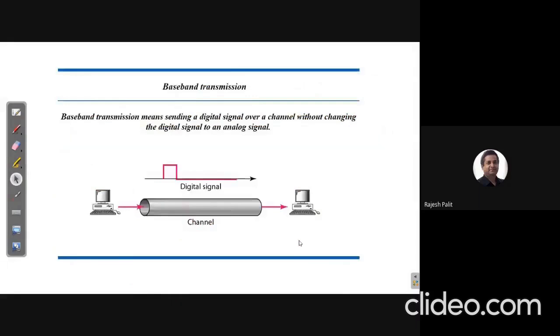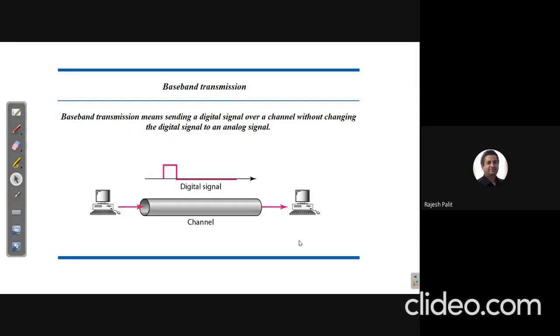So now the question is, why don't we use this digital signal in communication system? আমরা কেন digital signalটা use করি না? I already explained earlier, but let me explain it again.